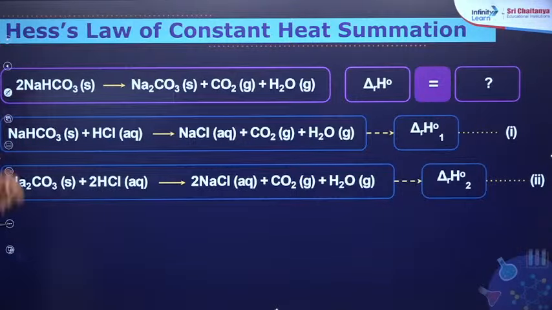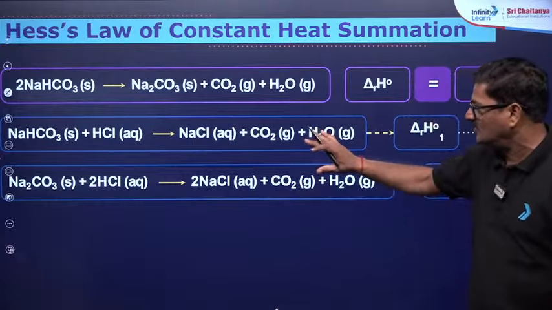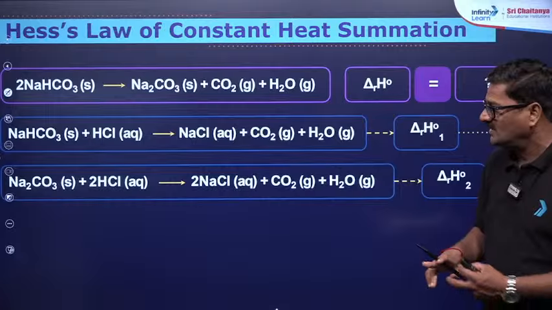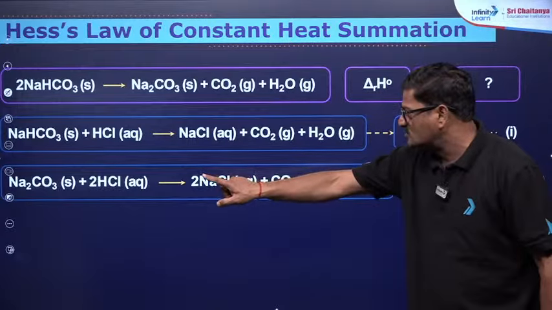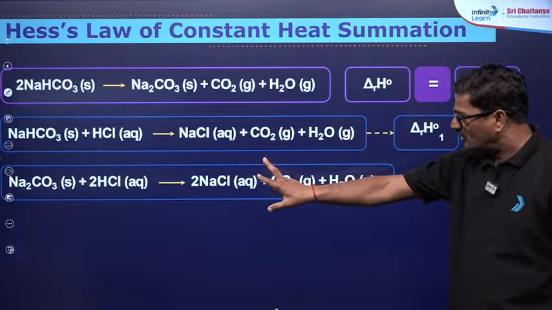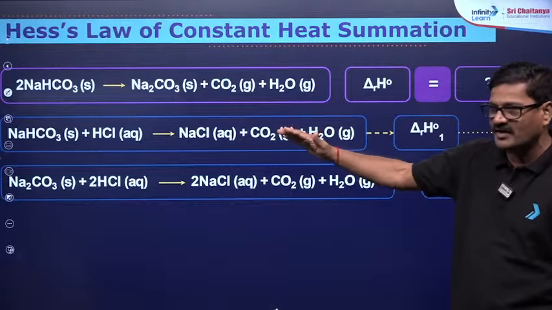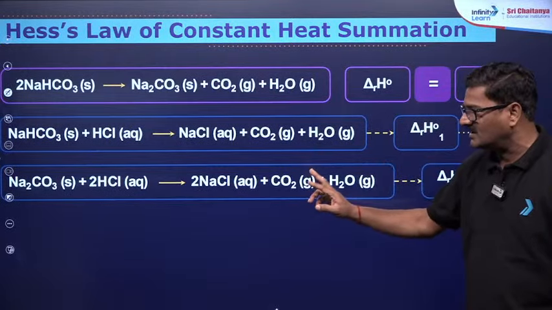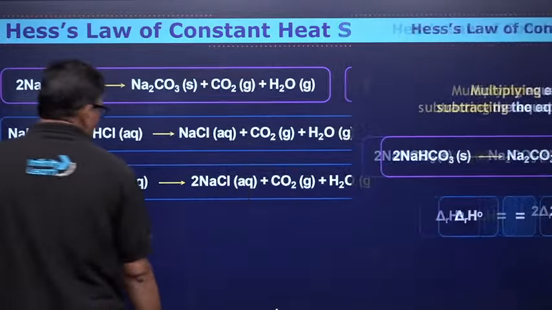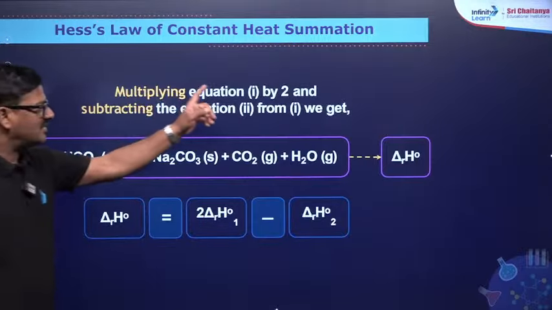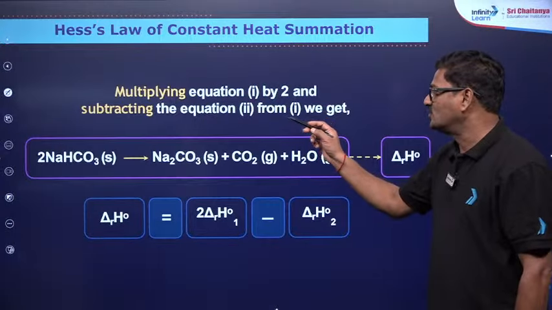NaHCO3 is there in the reactant side. Now look at these next two reactions, you will understand what makes the difference between these two. Here NaHCO3 is in the reactant side and Na2CO3 in the product side. So you have to reverse this, and I want 2 NaHCO3. So the first reaction is multiplied by 2 and the second reaction is reversed, so that you are going to get the first reaction. So I want to say, multiply equation 1 by 2 and subtract equation 2 from equation 1.